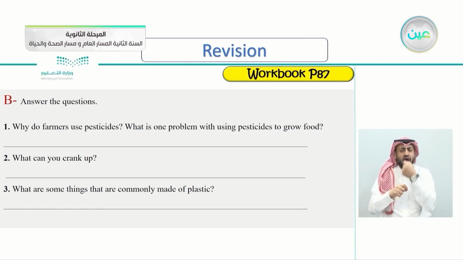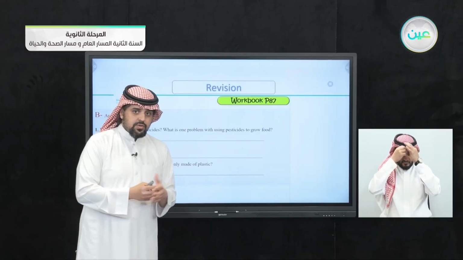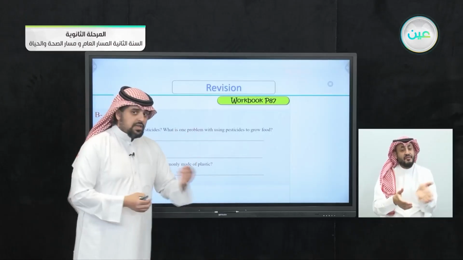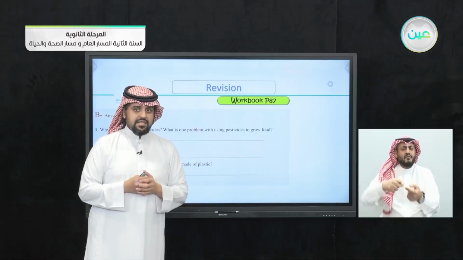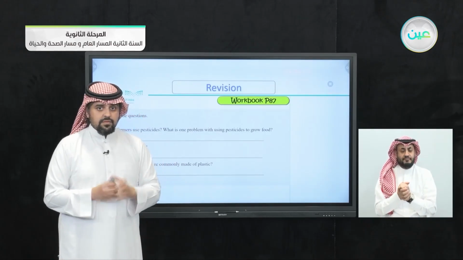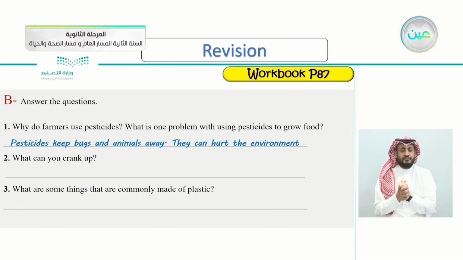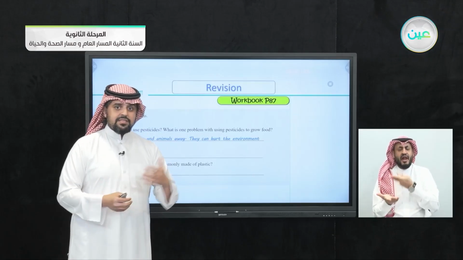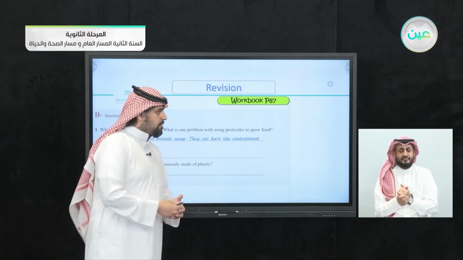We know that the farmers have to use pesticides. So give me the reason, and once you give me the reason, give me one problem with using pesticides. Okay, let's check the answer here together. Pesticides keep bugs and animals away. And one problem, they can hurt the environment. Of course, pesticides are harmful to the environment, but farmers have to use them to keep the bugs and some animals away from the crop.